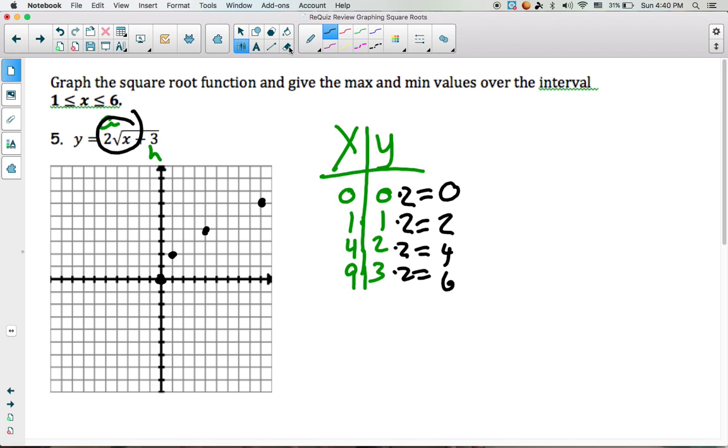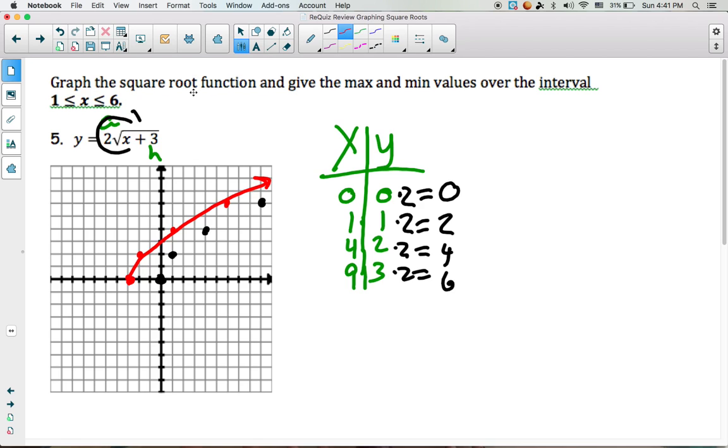h value inside, which is a plus 3. So you see plus 3 and you think, oh, it's going to go to the right 3, but h is a liar. It's going to go the opposite direction. It's going to go left 3. So I take each of these points and move them left 3. So there's our graph.